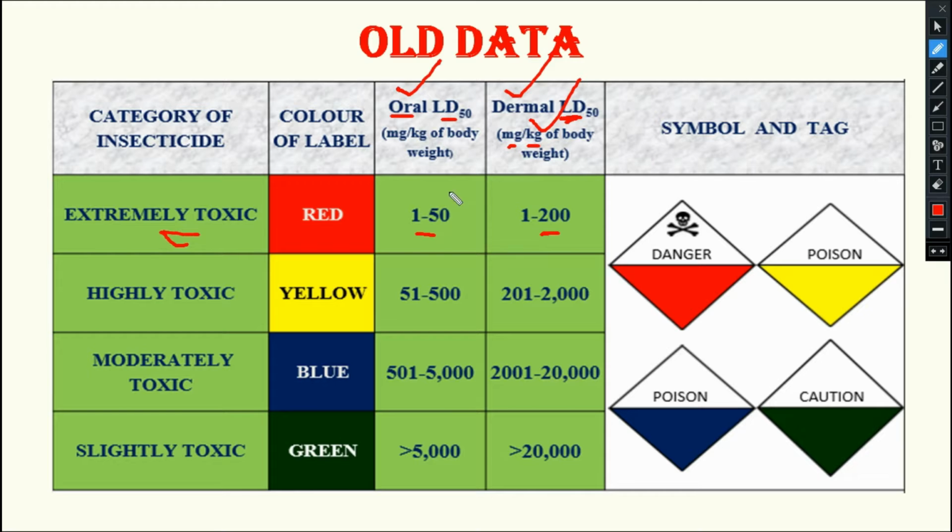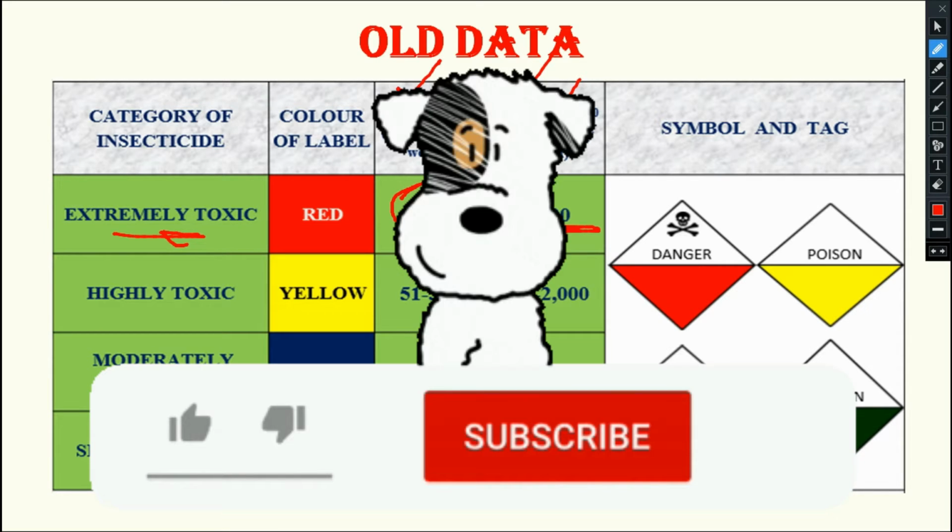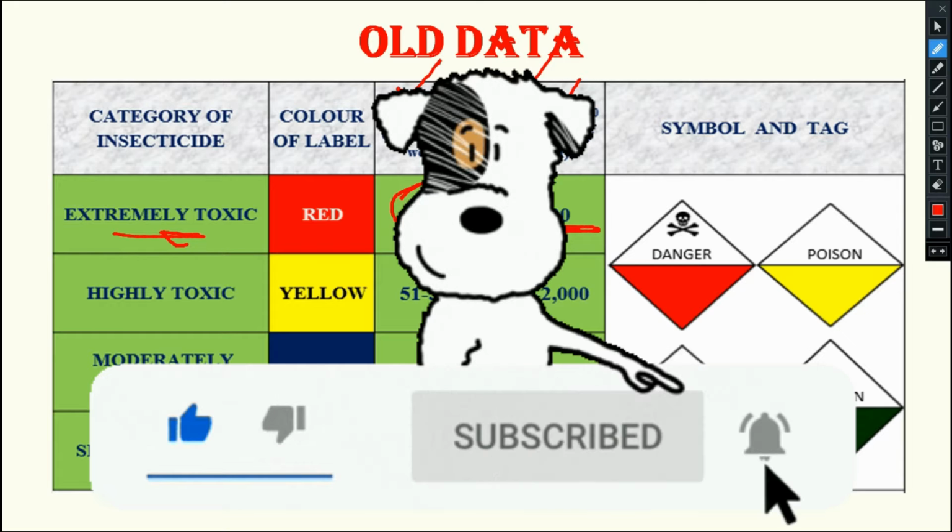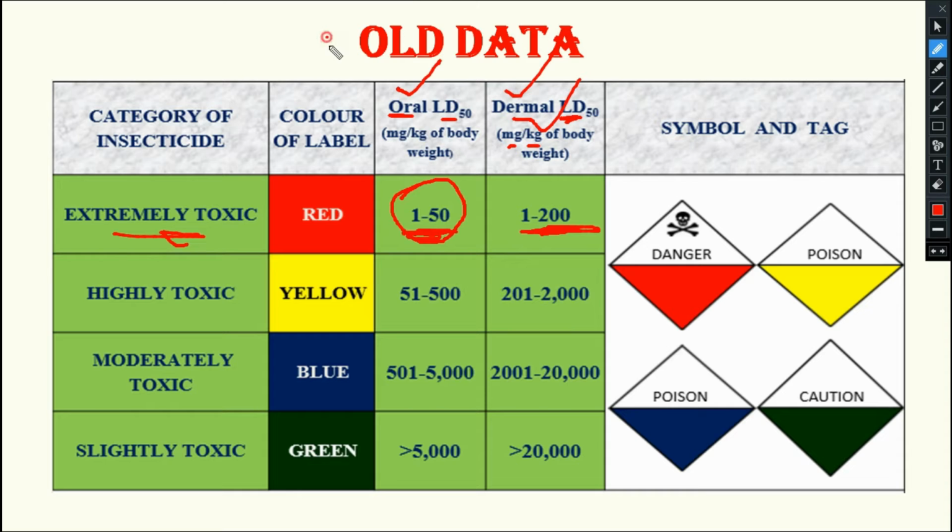That means at the same level of toxicity, if you consume an insecticide, a smaller amount is sufficient to cause damage as compared to the dermal one that enters through the skin. That means if you consume it, it will be more toxic, more lethal. Okay, understood what is oral and what is dermal? Now coming to the old data. This is the old classification. The new one is also there in the next slide.